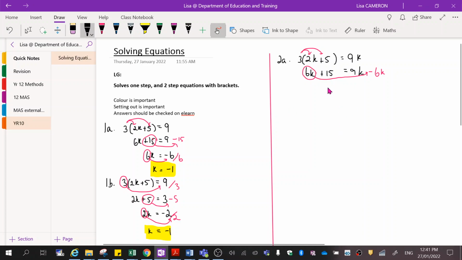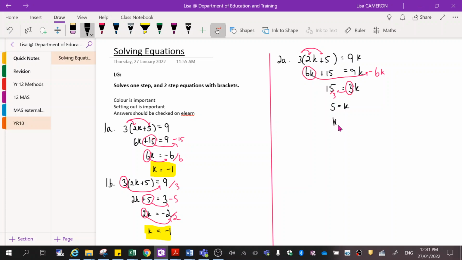Okay, so now what I've got left is 15 is equal to 3k. Now, it's okay to have the variable or the letter on this side of the equation at the moment because we'll make sure at the very end that we put it back onto the right-hand side. Okay, next thing I'm going to do is take the 3 across. Currently, this is 3 times k, so when it comes across, it's going to be 15 divided by 3. So 15 divided by 3 is 5, and that's equal to k.